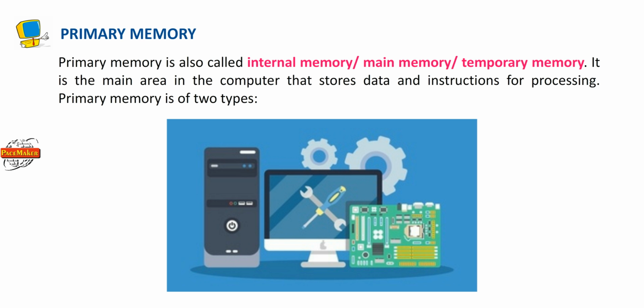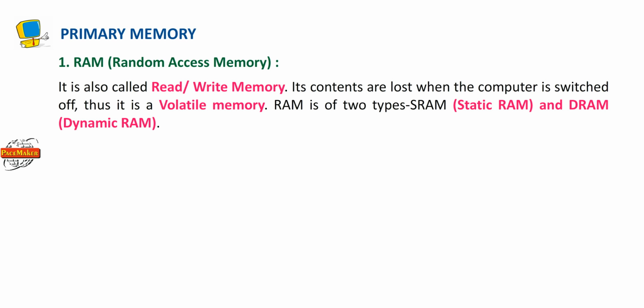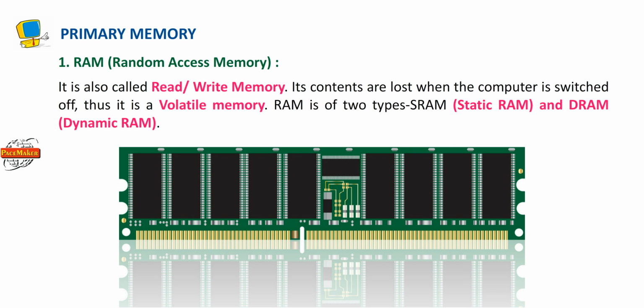Primary memory. Primary memory is also called internal memory, main memory, temporary memory. It is the main area in the computer that stores data and instructions for processing. Primary memory is of 2 types: RAM, random access memory, which is also called read and write memory. Its contents are lost when the computer is switched off, thus it is a volatile memory. RAM is of 2 types: SRAM, static RAM, and DRAM, dynamic RAM.